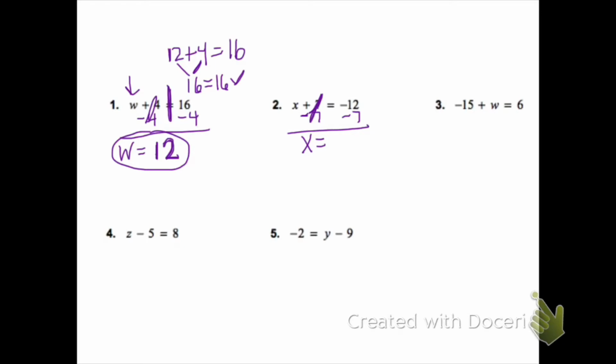Negative 12 plus negative 7, so we have two like signs that we're adding. We will add the absolute values, so 12 plus 7, and we get 19, and then we keep the negative because it was negative, so negative 19, and then we can check our work.